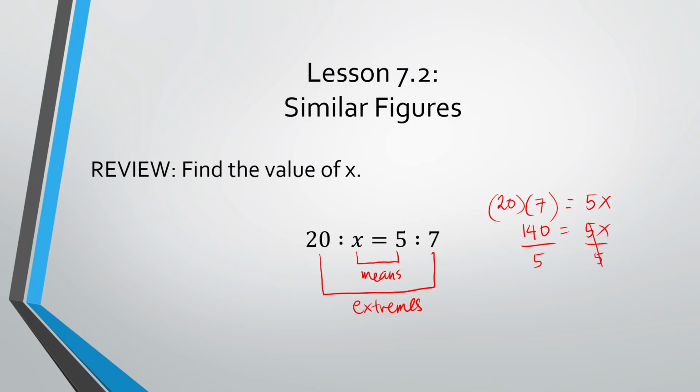Therefore, your value of x here is, if your answer is this one, 140 divided by 5, which is 28. So our value of x here is 28. Did you get it? Next slide.